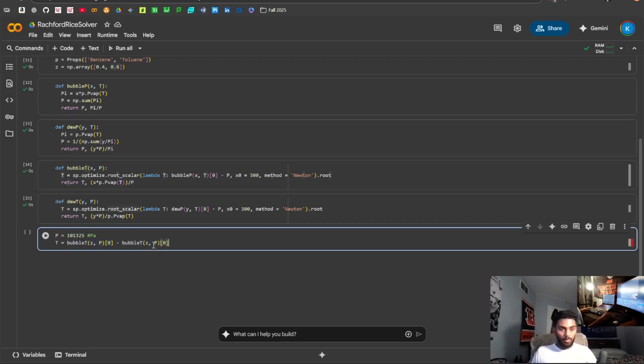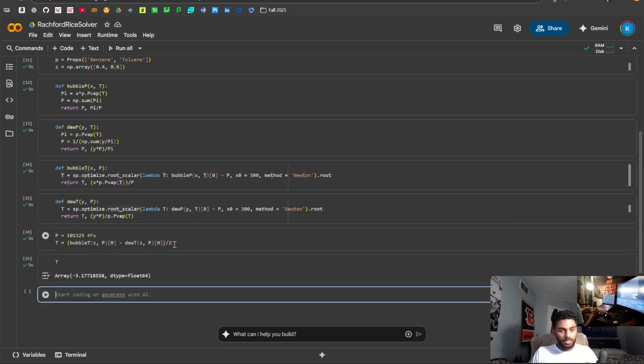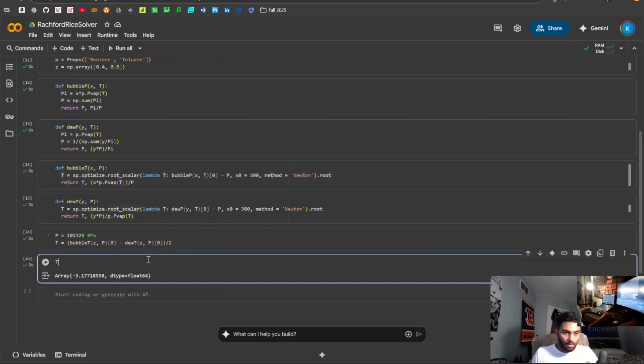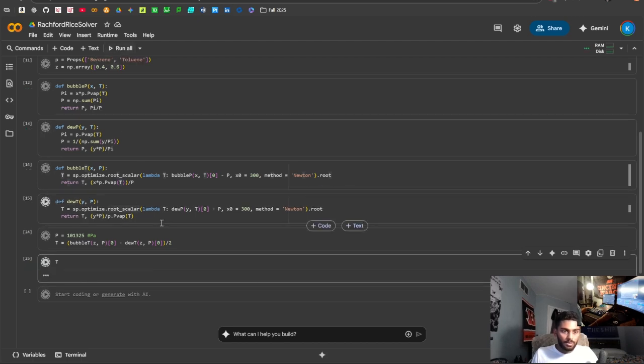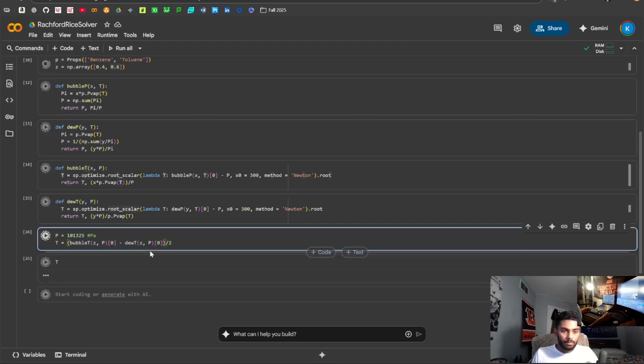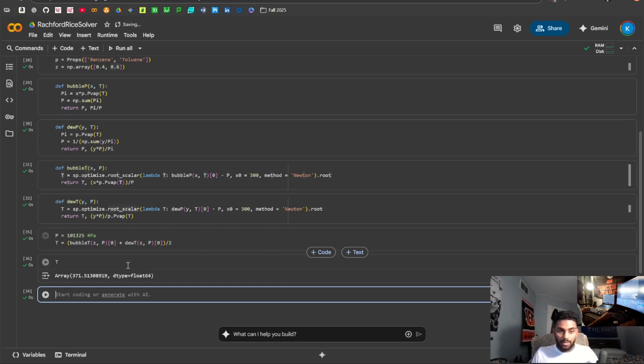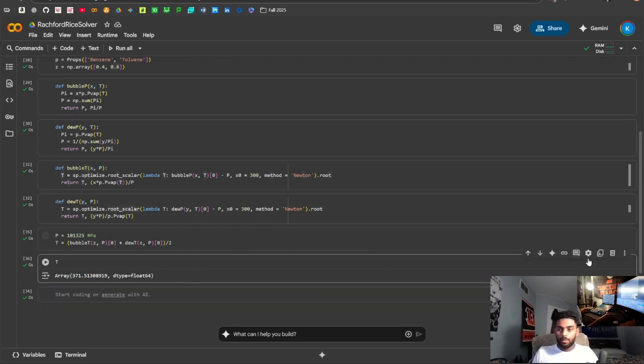And it'll be something very similar for the dew temperature. So I'm just going to copy paste that over, switch this to dew temperature. Divide this whole thing by 2. And let's see what T is. Make sure all of this is ran properly. Oh, I see. Let's let that do its thing. Make sure that's a plus. And now that looks a lot better.